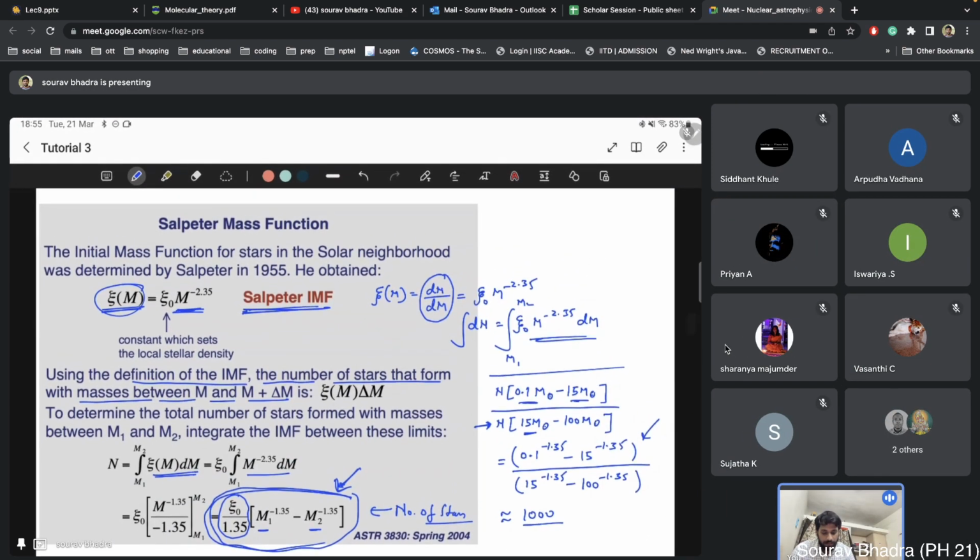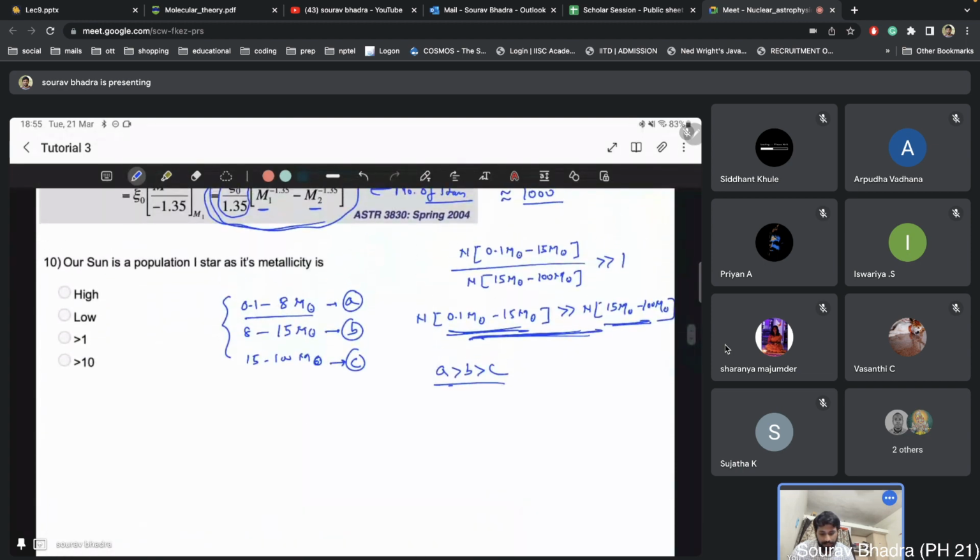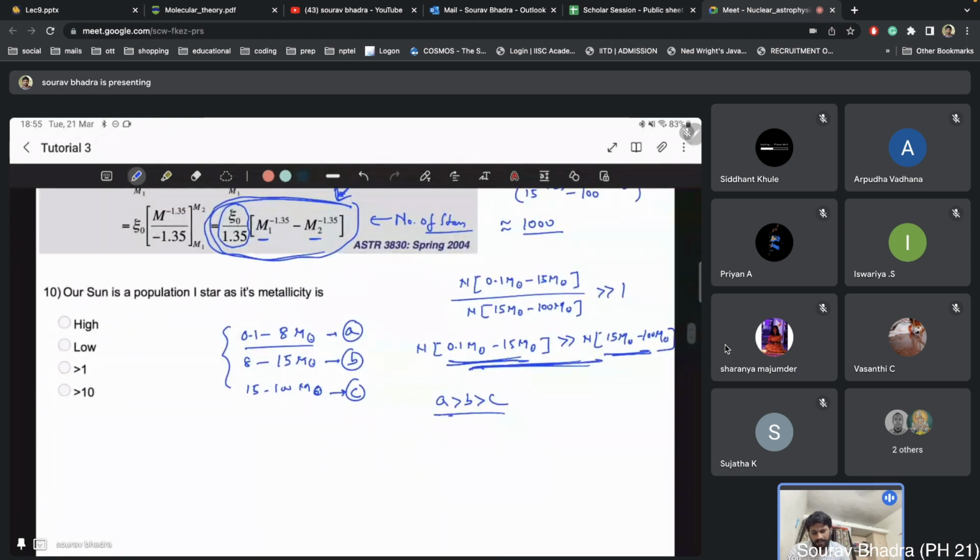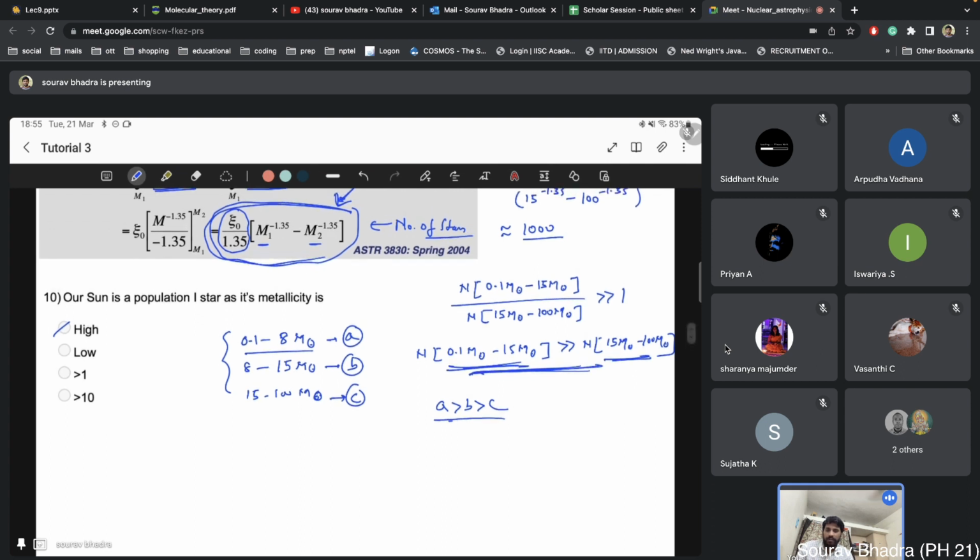Okay, so this was another question. Now question number 10 is very easy, I will just tell the answer. Our sun is a population 1 star, and you know that the metallicity of a population 1 star is higher, so it has a high metallicity, just that much. If I am telling anything wrong, just tell me. Sometimes I also make mistakes. Like in the first class I made some mistake, and in the second class I told you that it was my mistake and corrected it.